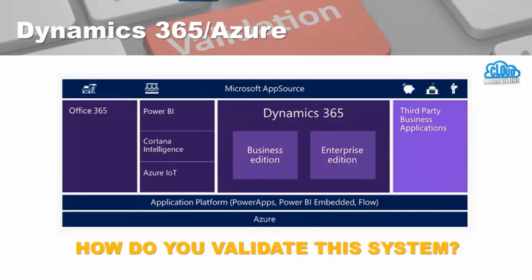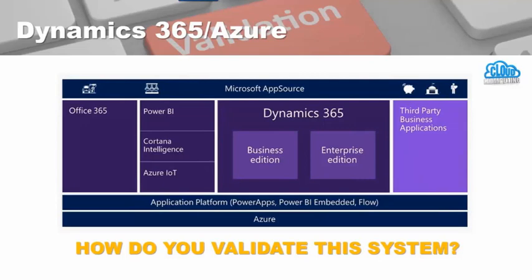And then at the top of the architecture, you have the app source. And you have mobility, where I'm able to see Dynamics 365, for example, on a mobile device. The question is, how do you validate this system? So you see what I mean? When you start looking at this now, the architecture of this is a little complex, and we have to think about how we do this. And one last thing I forgot to mention, the third-party business applications on the right that are connected to Dynamics 365 that may also talk to Dynamics 365.